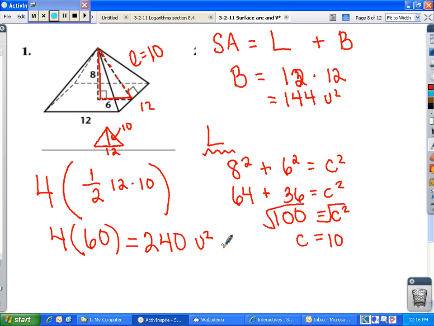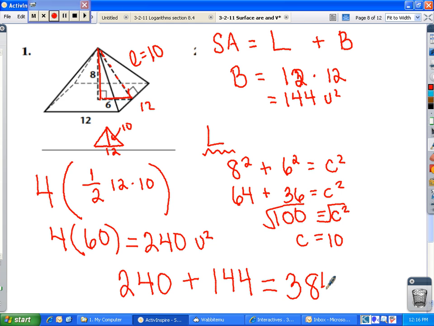Now I haven't found my total surface area yet, because all I found is my base and my lateral surface area. So now I have to take my lateral surface area, which is 240, and add to that my base, which is 144. So 240 plus 144 is 384 units squared. And that is your answer.